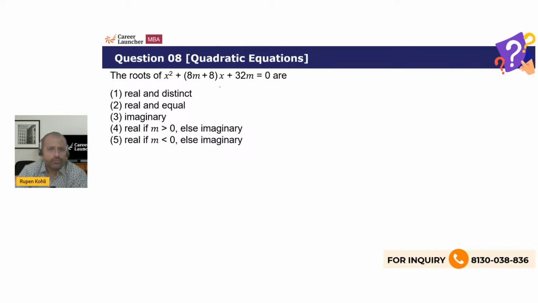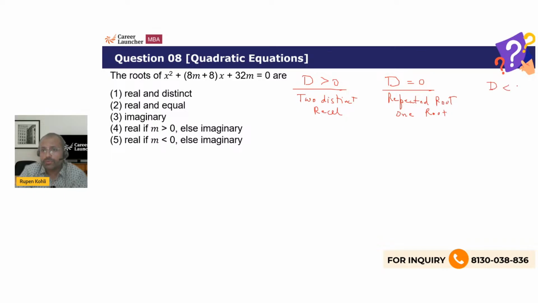So obviously, to identify the nature of the roots, it is the discriminant which we need to analyze. We know that if the discriminant is more than 0, then we have two distinct and real roots. Two distinct and real roots occur if d is greater than 0. If discriminant d is equal to 0, then we have a repeated root, or we say it's a single root. And for d less than 0, we have no real roots.